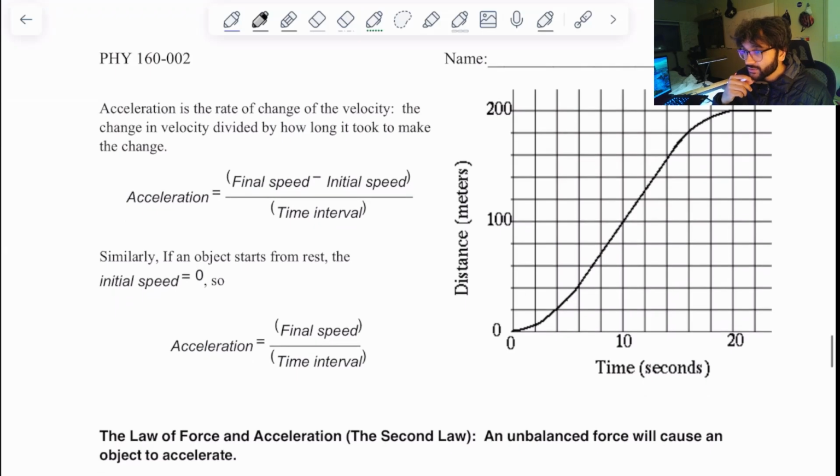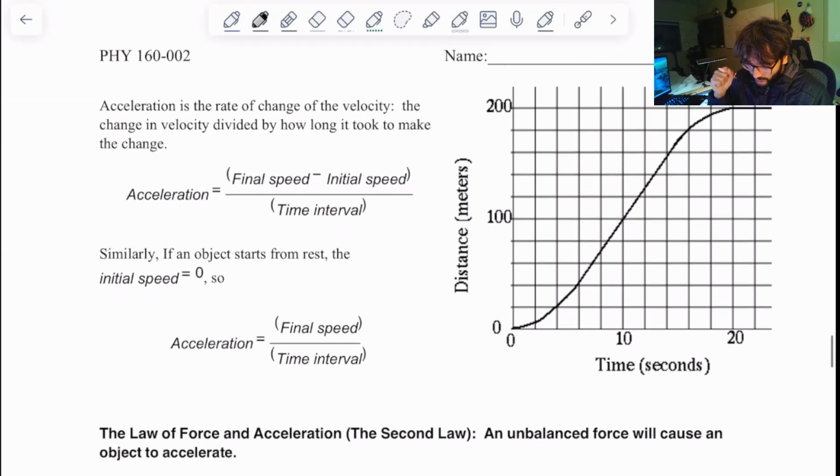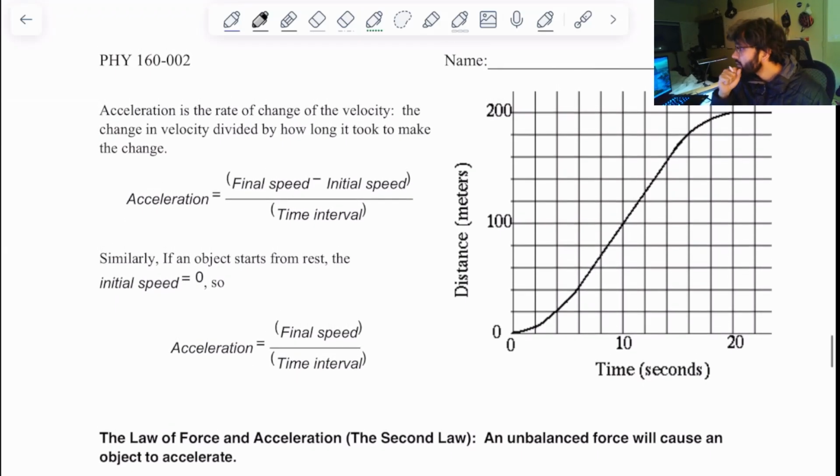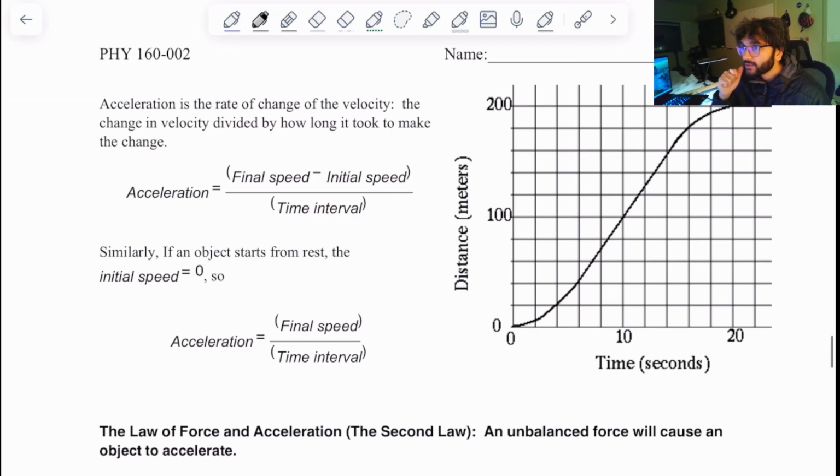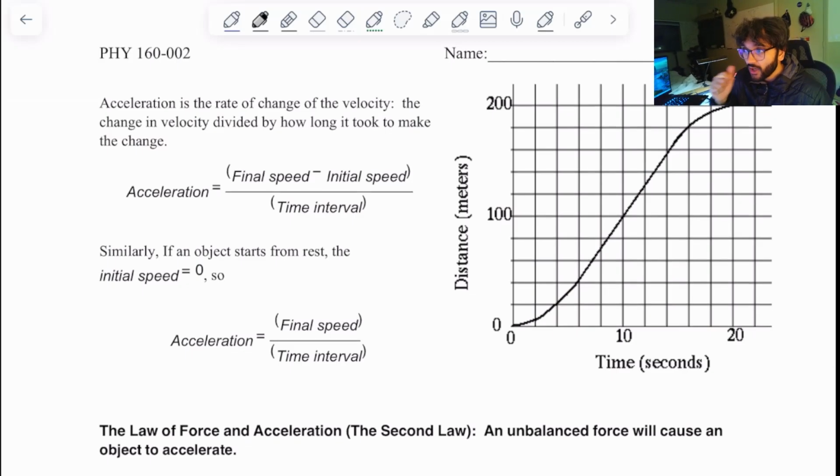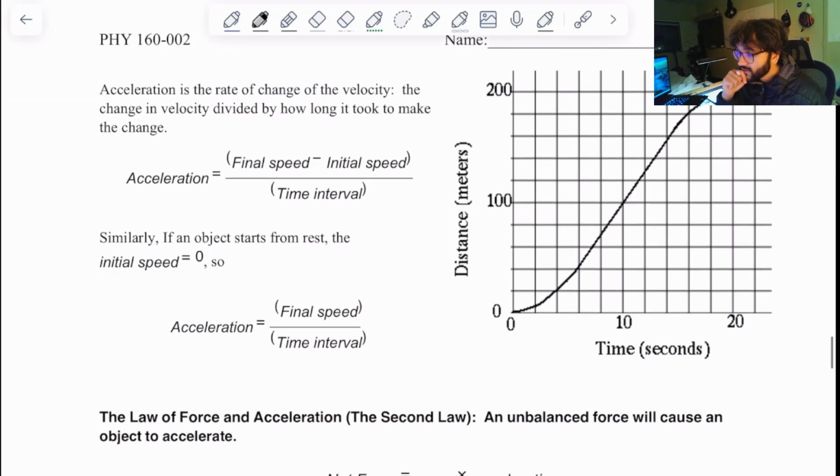So acceleration, there's a little statement here. Acceleration is the rate of change of velocity, the change in velocity divided by how long it took to make the change. So acceleration is final speed minus initial speed divided by time interval. Similarly, if an object starts from rest, the initial speed is 0, so acceleration is final speed divided by time interval.